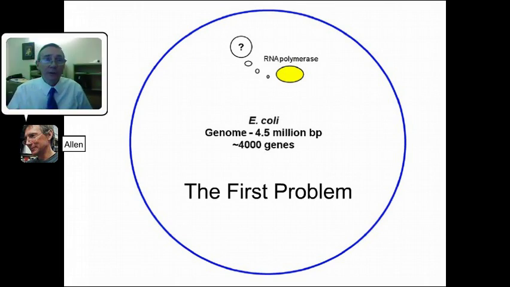Well, your first problem is, where do you start? You've got 4,400 genes in there. You're going to transcribe one of them. Where is that gene? Where's the beginning of a gene, the starting point for it? And the answer to this question is that each gene has a sequence in the DNA that's a binding site for RNA polymerase. This is a place where RNA polymerase can bind and start transcription. And this special sequence that signifies where you start a gene is called the promoter.